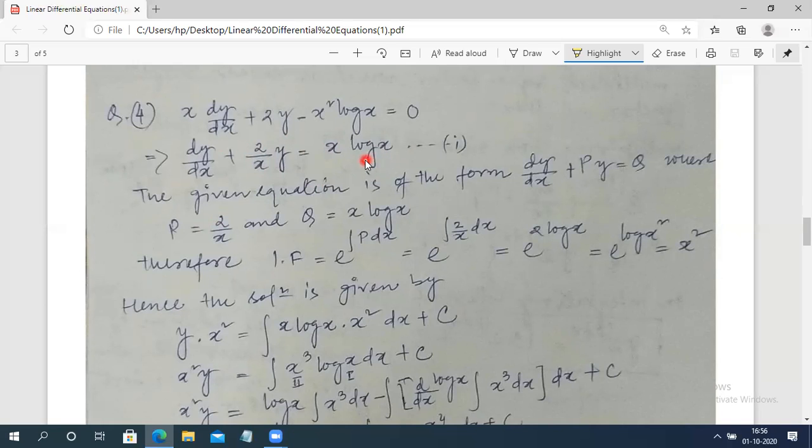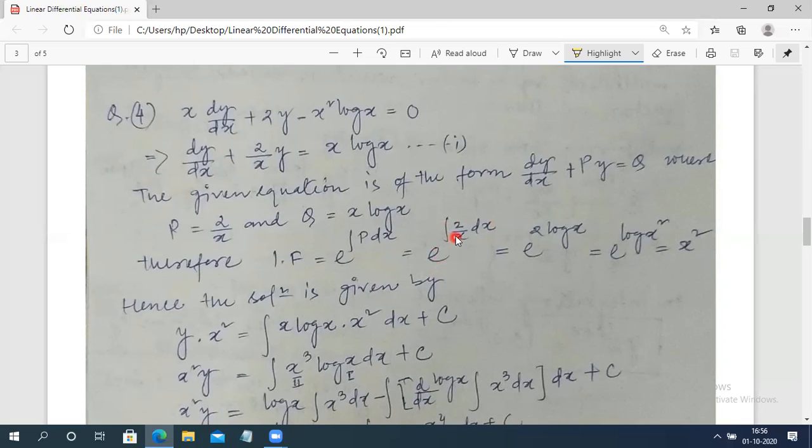Now find the integrating factor. The integrating factor will be e raised to the power ∫p dx. So e raised to the power p, where p was your 2/x, so ∫2/x dx.